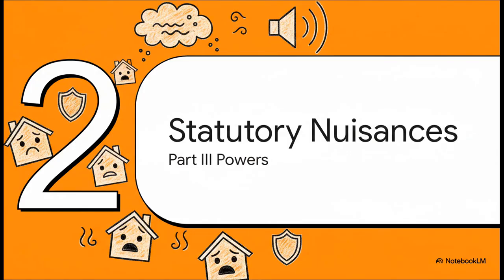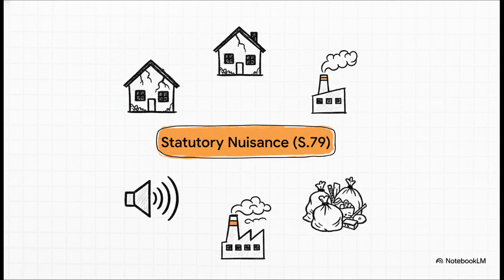Okay, let's switch gears from waste to community protection. We're now moving into Part 3 of the Act. This is your toolkit for tackling all those statutory nuisances, the noise, the smoke, the smells that can make residents' lives miserable. So what legally counts as a statutory nuisance? Well, Section 79 gives us a very clear checklist. And it's not just about loud music.